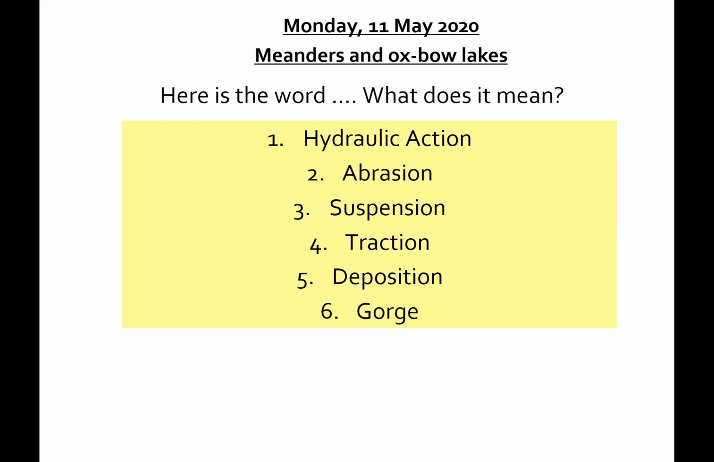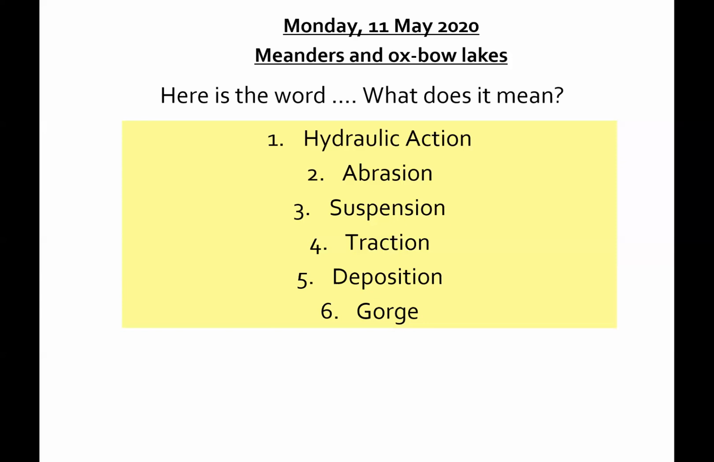So hydraulic action, that's a type of erosion where the force of the water pushes into cracks, air gets trapped, that causes the crack to break apart, causing erosion. Abrasion, that's a sandpaper type action, so another type of erosion where rocks and pebbles rub against a rock, causing bits to break off.